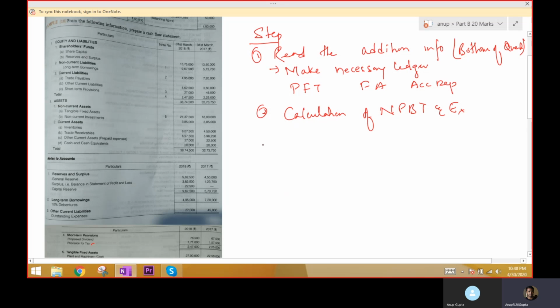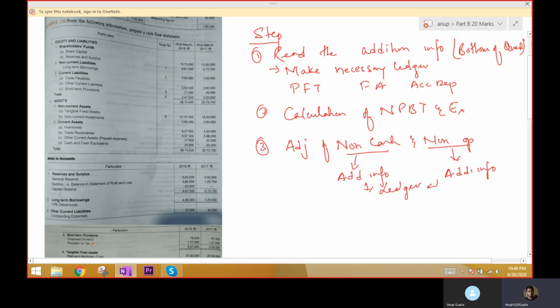Now step number 3. In step number 3, you need to do the adjustment of non-cash and non-operating activity. So where will I get non-cash and non-operating activity? It's very simple. You should look for additional info, and also the ledger that you made in step 1. These are the places where you might look for the non-cash and non-operating items. Is that clear? For adjustment of non-cash and non-operating items, look into additional information and also the ledger you made in step 1.